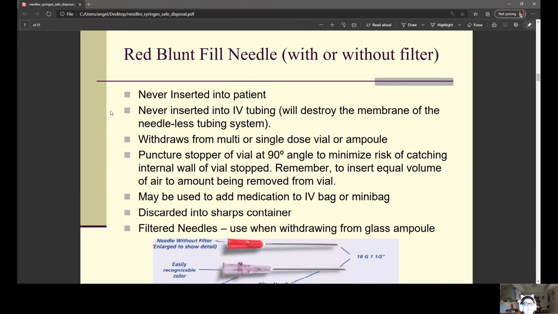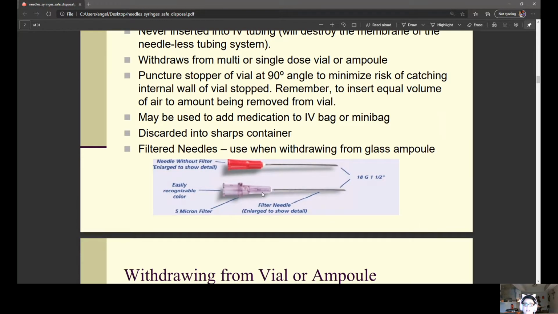Okay, this is talking about IV. This is, like I said, more advanced, but I'm bringing this up because I want you to see this. There will be times that we will draw medication with a filtered needle, okay? We need a filtered needle if we're drawing out of an ampule.